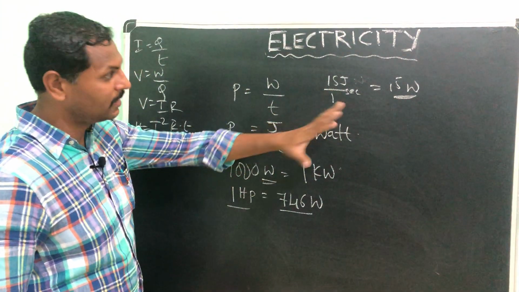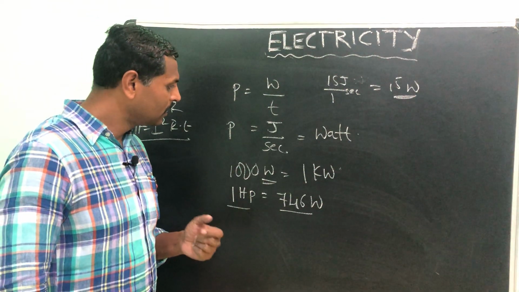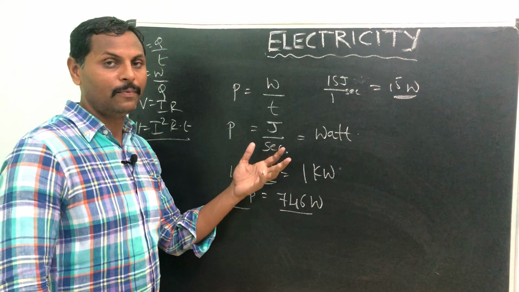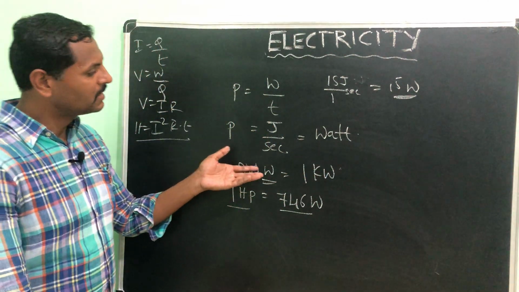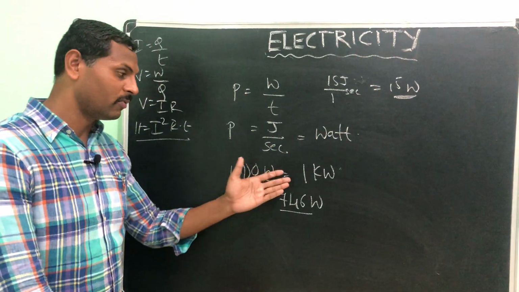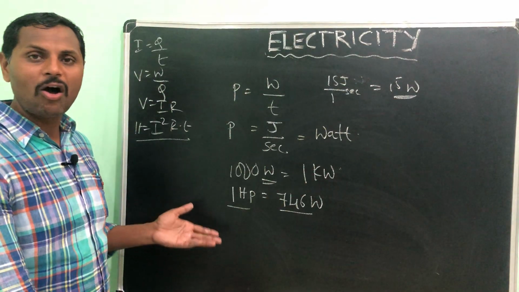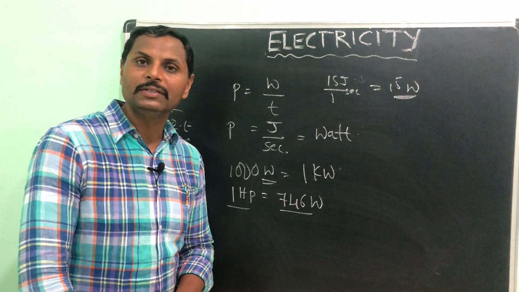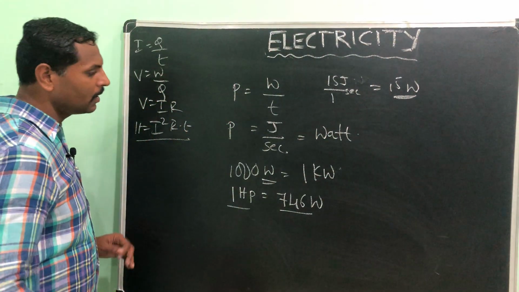Okay, we measure power in terms of watt, and if the work is more, then we measure it in terms of a kilowatt. So 1 kilowatt is nothing but 1000 watt, and 1 horsepower is nothing but 746 watt. Okay, right then.